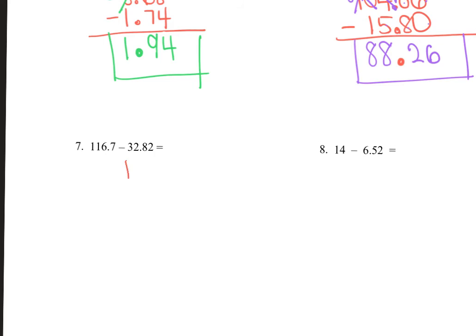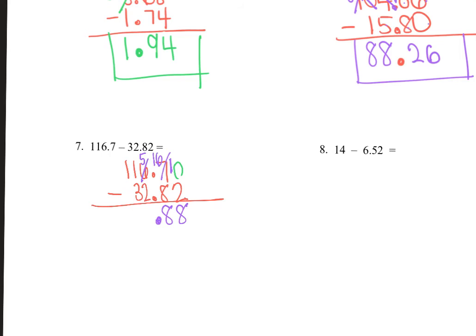All right, so I have 116.7 minus 32.82. This is definitely one that you would need that placeholder. Because you have to have a digit for the top and the bottom for each place value. So I can't take away 2 from 0, so I borrow from the 7, I make it a 6, and that becomes 10. 10 minus 2 is 8. I borrow from the 6 and make it 5, and I get 16. So 16 minus 8 is 8. I drag down the decimal.